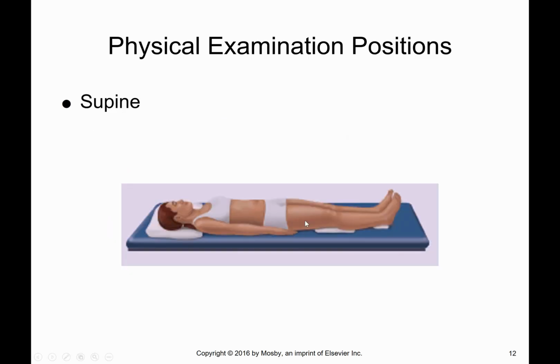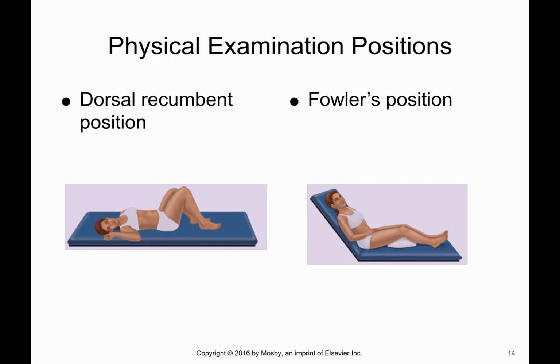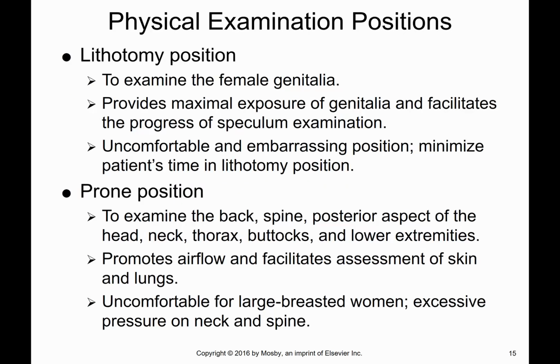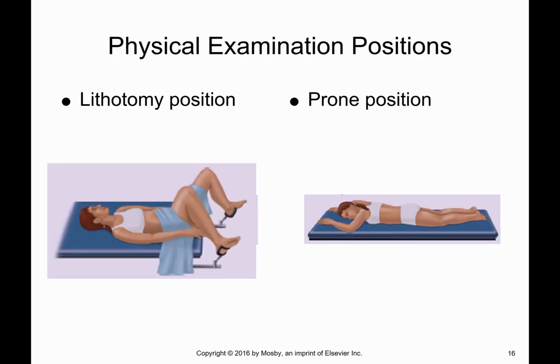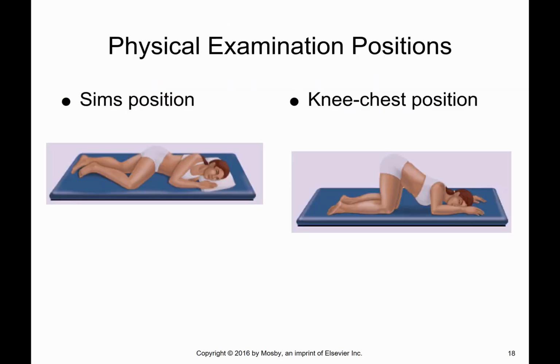Okay, so here's your supine position where you have access to the whole front of the body, and the body's not sitting up and crunched and doubled over or anything like that. Dorsal recumbent in Fowler's position, so you can see what you have access to assessing here. The lithotomy position or the prone position, here it will tell you the good assessment pieces with those positions, and here are those positions for you to see. Sims position, the chest position, here are the things for that. And then here was what those positions look like.